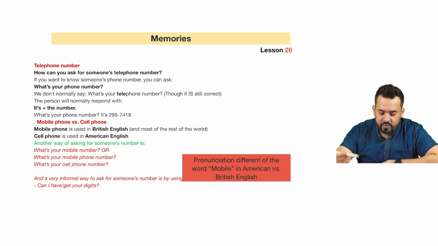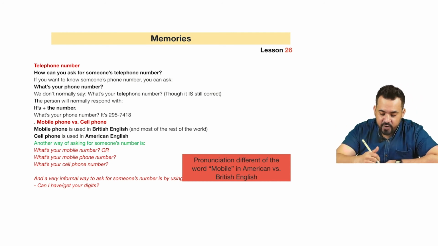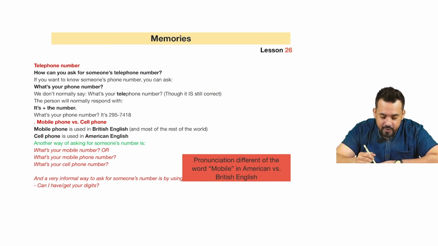The person will normally respond, it is, and then they will say the number. So if you say, what's your number? They'll be like, it is, and what's your number? Unless, if you're asking a girl that doesn't like you, she'll be like, get away from me, you creep. But that is for a different situation. Now, what is your phone number?